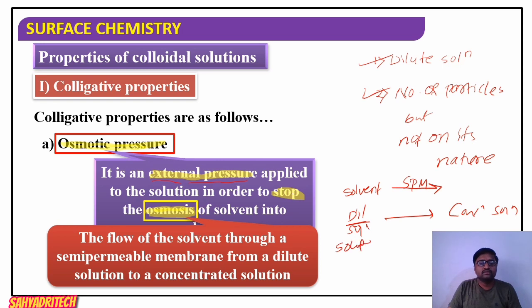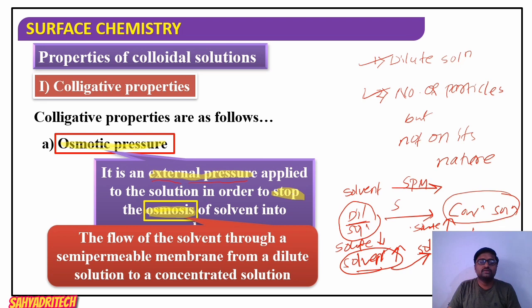We know that solute and solvent are present in a solution. So dilute solution means solute particles are present in less quantity while solvent particles are present in more quantity. On the other hand, concentrated solution means the opposite: solute particles are present in more quantity. Solvent molecules move from higher concentration to lower concentration, or simply we can say movement of solvent molecules from dilute solution to concentrated solution through a semi-permeable membrane is called osmosis.